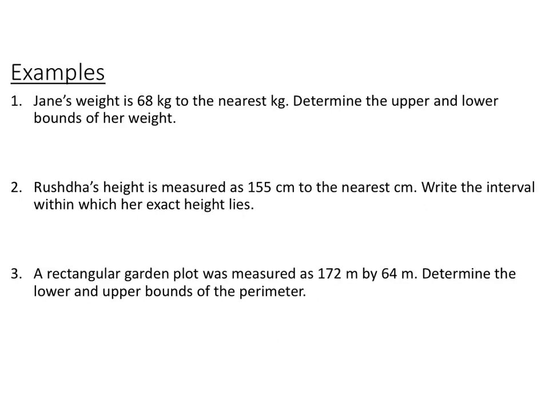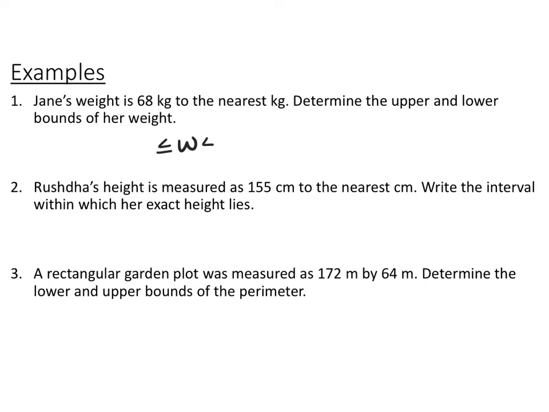So for example, number 1 says Jane's weight is 68 kilograms to the nearest kilogram. Determine the upper and lower bounds of her weight. So if she's 68 kilograms to the nearest kilogram, she's probably not exactly 68.0000 on forever kilograms. So there's this range of weight that she could fit into and still be accurate when I say 68 kilograms to the nearest kilogram. So what is that range of weight? That's what it's asking when it's saying determine the upper and the lower bounds. So basically we want to create an inequality of weights that fit in this category.